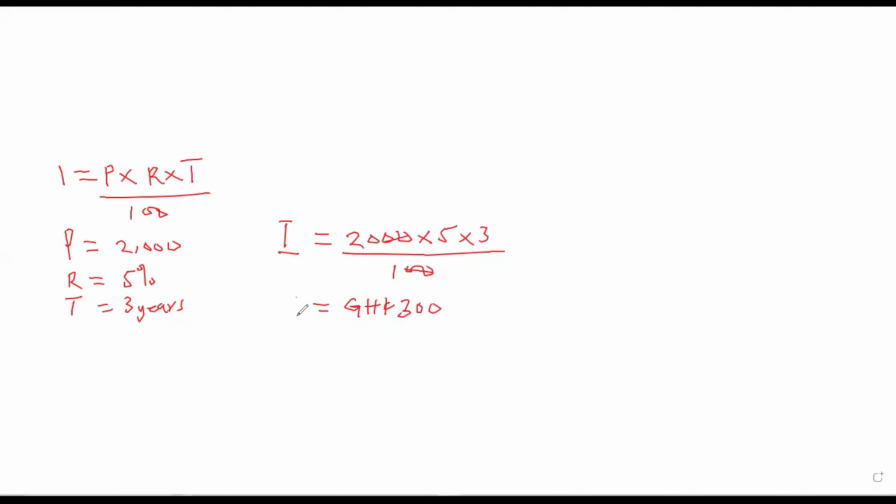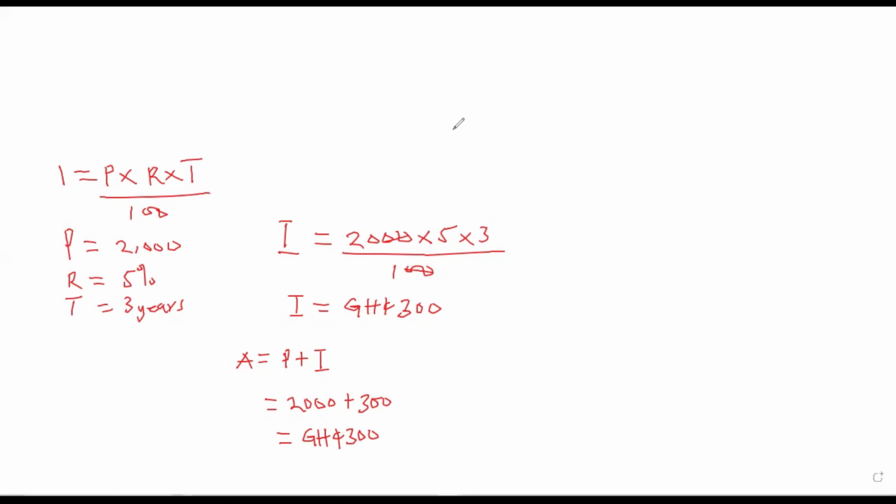So the 300 cedis is our interest, and they are asking us how much will be in his account at the end of the 3 years. The amount that will be in his account is equal to the amount that was invested, which is the principal P, plus what? I. And the amount he invested is 2,000, and the interest after 3 years is 300. So when we add this, we will get 2,300. So that is the amount that will be in his account at the end of the 3 years.